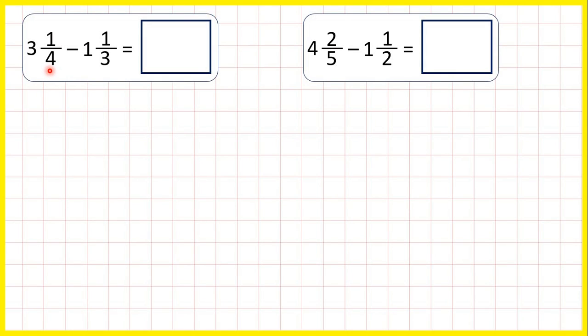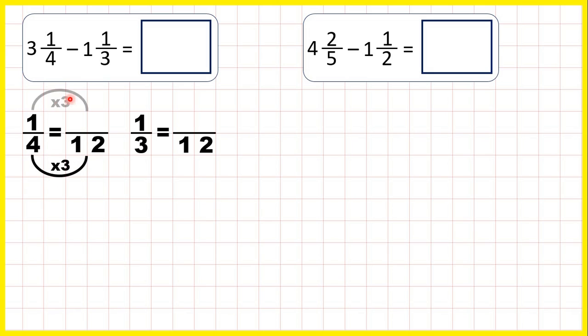We have 3 1/4 minus 1 1/3. So when we're subtracting fractions, we need the denominators to be the same. 12 is in both the 4 and the 3 times table, so let's find equivalent fractions with a denominator of 12. 4 times 3 is 12, 1 times 3 is 3, 3 times 4 is 12, 1 times 4 is 4. So now we can rewrite our question.